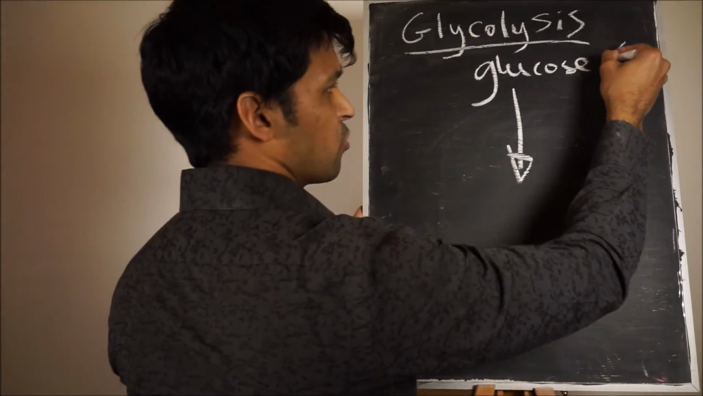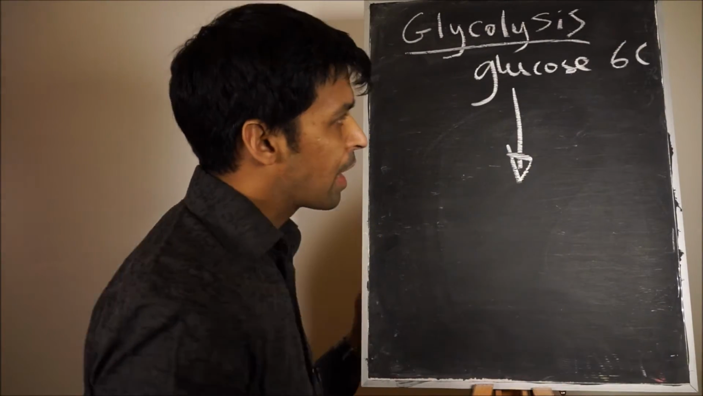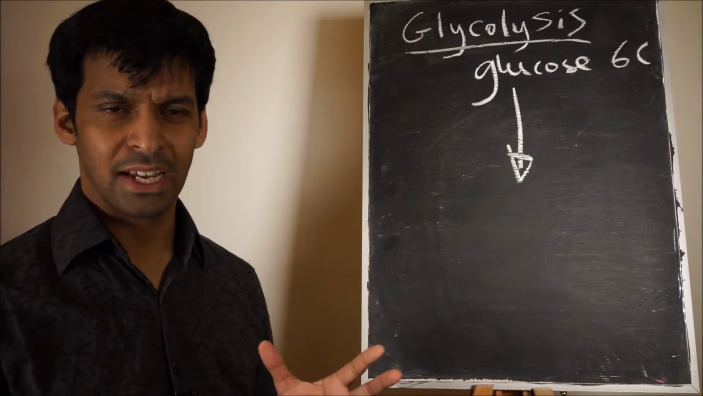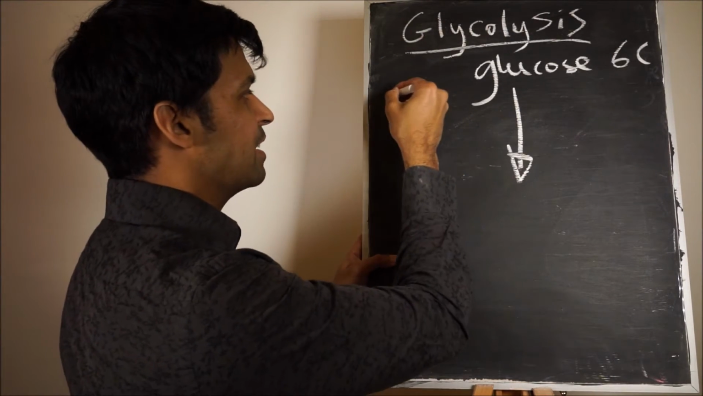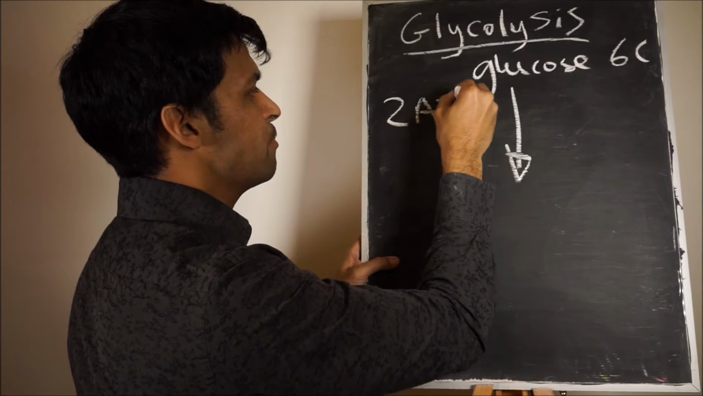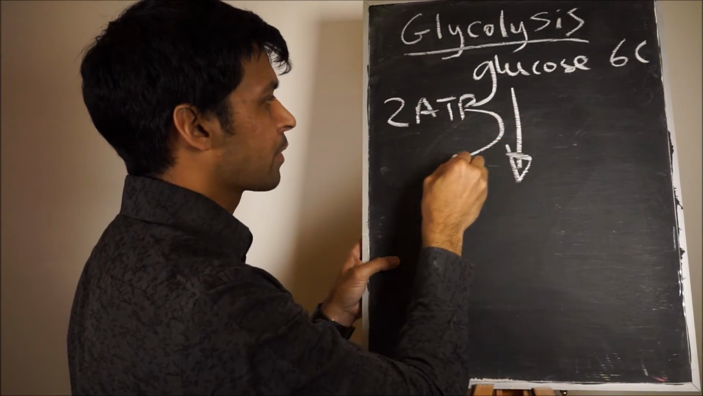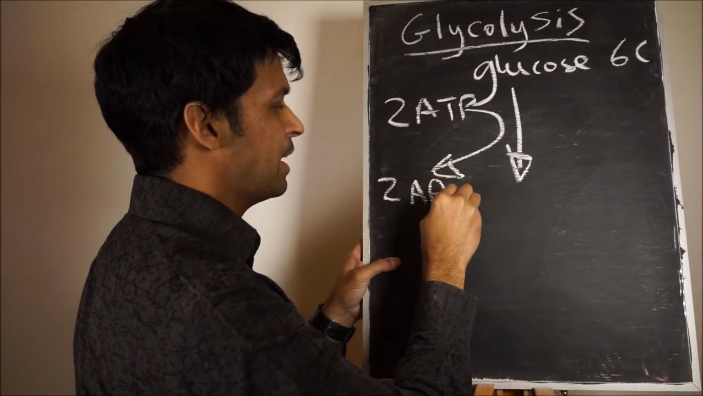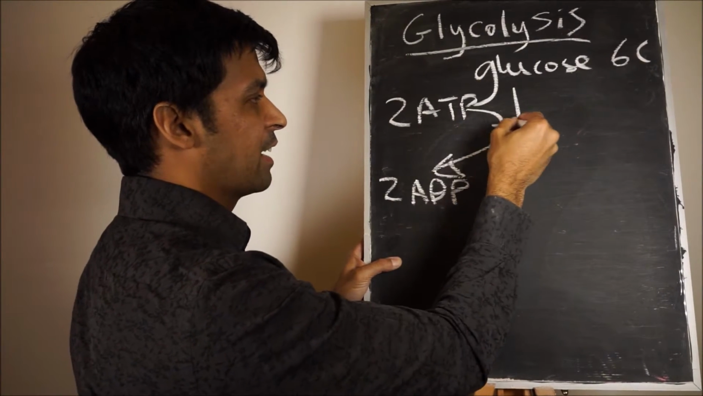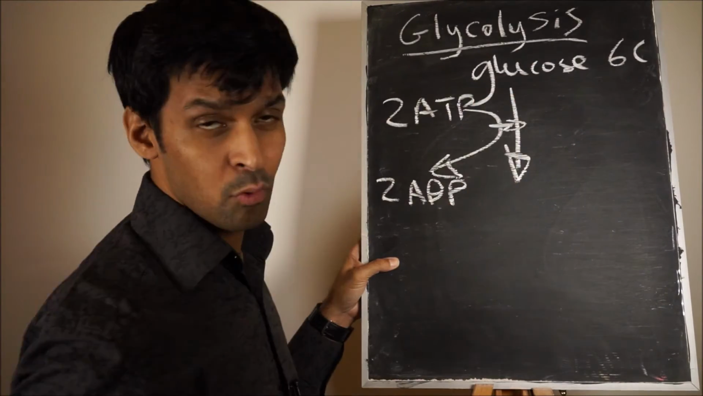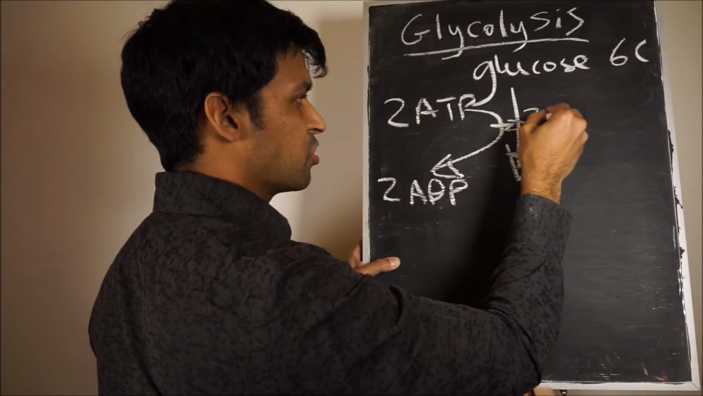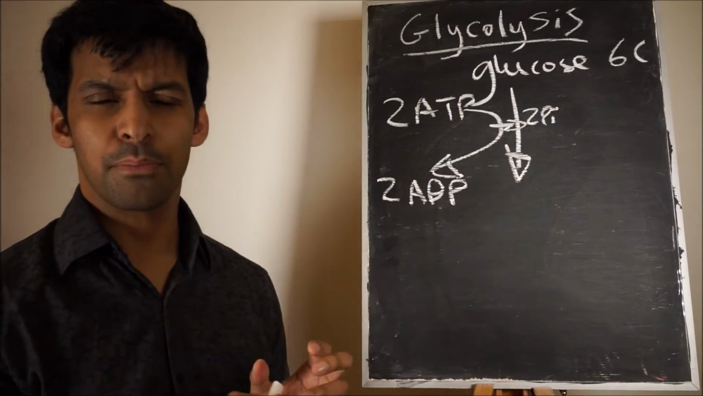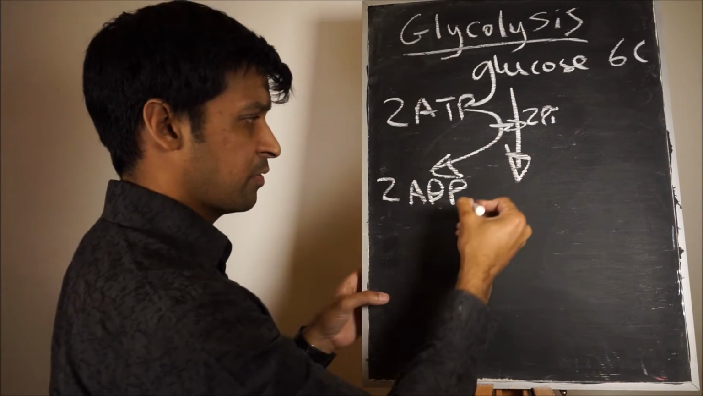So here we've got glucose. Remember, this is a 6-carbon compound, and what happens is it gets phosphorylated. And what I mean by that is you have 2 molecules of ATP that come along, and it gets converted into 2 molecules of ADP, and the Pi gets reacted with the glucose. So you've got your 2 Pi reacting with the glucose to form something known as hexose bisphosphate.